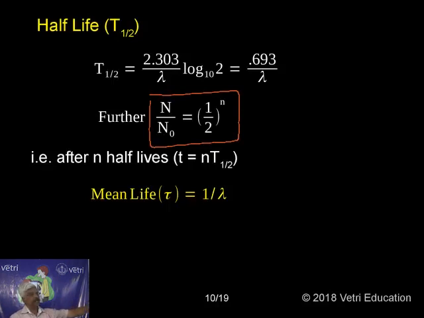This formula is very important as far as your entrance examination is concerned. Just like that, N by N naught is equal to half to the power of n. Just like that, A by A naught is also half to the power of n. We have also seen the mean life: the reciprocal of the decay constant will give the mean life.